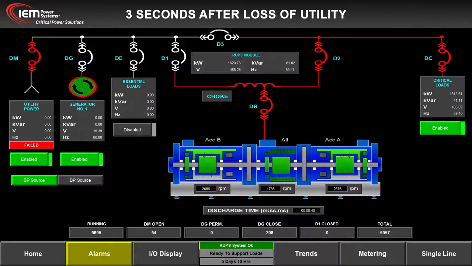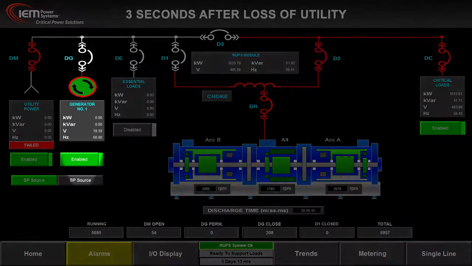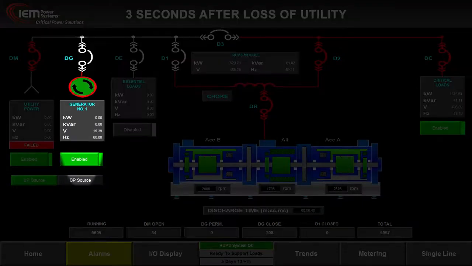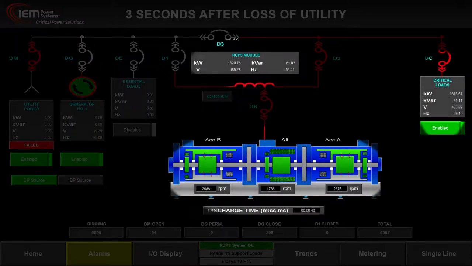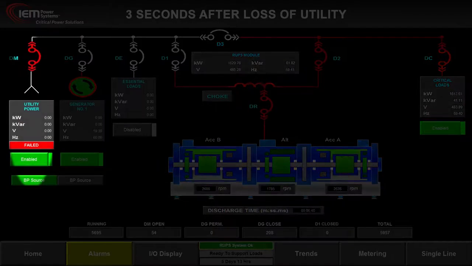3 seconds after loss of utility. The diesel genset has started and is producing voltage. Breaker DG remains open, and all power to critical loads is still being supplied by the Rotabloc. The utility breaker DM remains closed to allow utility power to return.